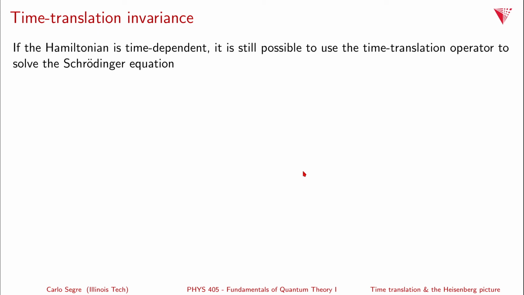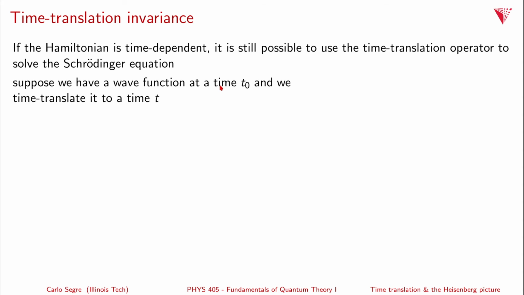If the Hamiltonian is time dependent, it's still possible to use the time translation operator to solve the Schrodinger equation. So let's see how that's done. The time translation operator is now a little bit more complicated. Suppose we have a wave function at a time t sub 0, and we time translate it to a time t. So psi of x and t is equal to U of t comma t0, so it starts at t0 and translates to t, of psi of x and t0.